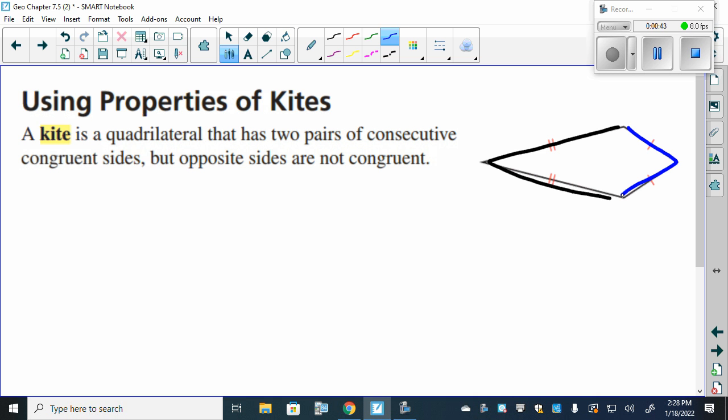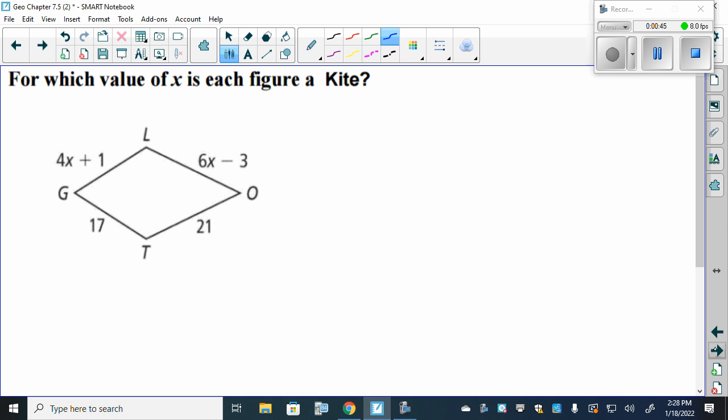Any questions on this so far? So if we look at this first question here, for which value of x is each figure a kite? If we're looking at this and it's a kite, well, it has two sets of consecutive congruent sides. So the side length at 17 would be congruent to which other side? 4x plus 1, because it can't be congruent to 21. 17 and 21 are not congruent. And if it's a kite, the sets of congruent sides are consecutive. They're next to each other.